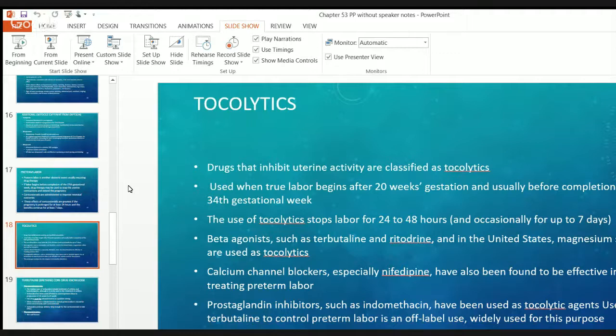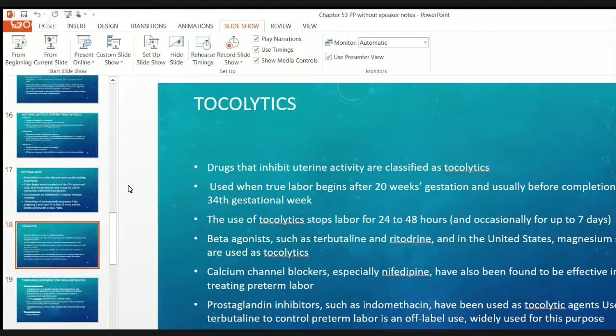So typically if a woman unfortunately were to go into labor before 20 weeks, none of the tocolytic therapy would be used because that baby would not be considered viable. But after 20 weeks, we can start using medications to see if we can stop her labor. The use of tocolytics typically stops labor for 24 to 48 hours and occasionally up to 7 days, and that depends on how her body reacts.